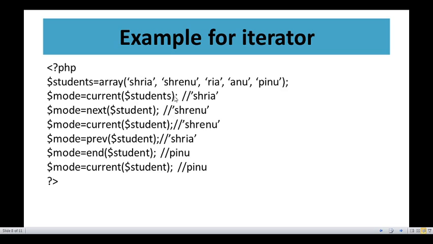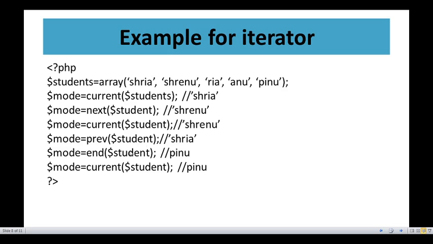Now our pointer is at the second location. Now $mode equals current($student). Our pointer is here, so our output will be this element. Then $mode equals prev($student). What is the previous of this Shrenu? The previous is Shriya. So this statement will return Shriya.